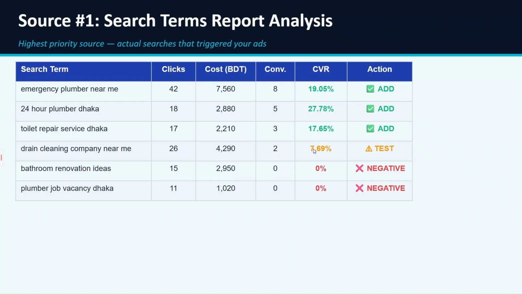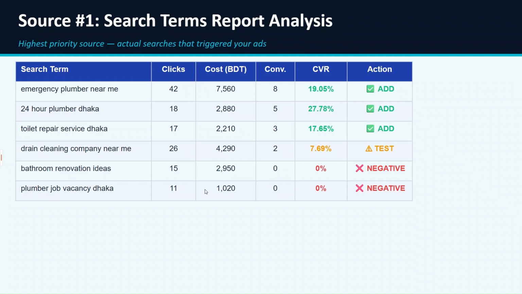Okay, so look at them: bathroom renovation ideas, plumber job vacancy Dhaka. Here clicks are 15 and 11, but our conversion is 0. So what can I do? I just add this keyword as a negative keyword.